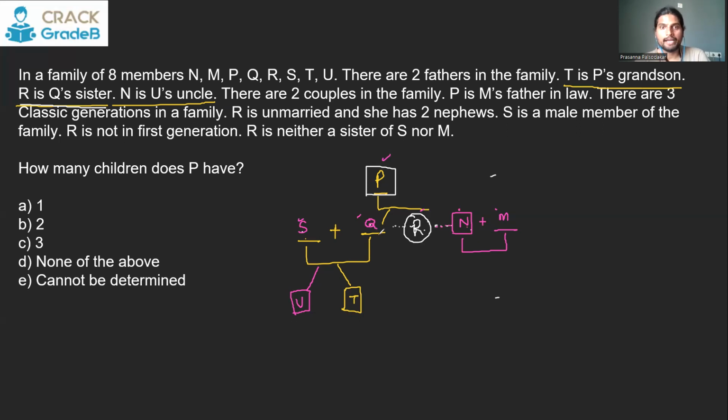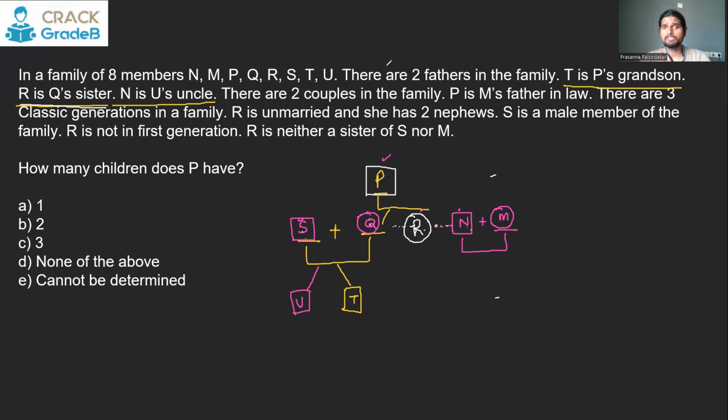Or the other way around, S is a male member. So we can say this person is a male. We're just going for a hit and trial. This person is S. This person is going to be female, and that makes Q also a female. This is one of the possibilities of the family.